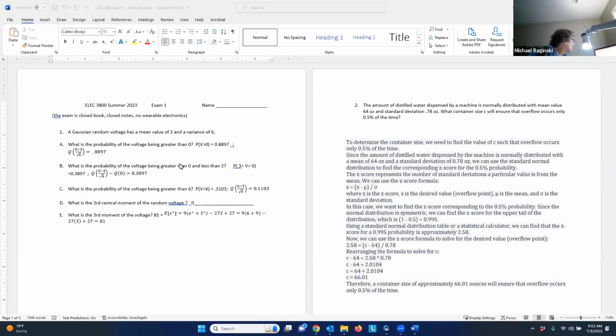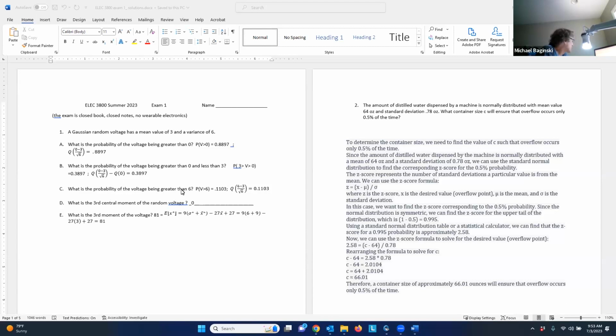Next, what is the probability of voltage greater than 1 and less than 3? It's really integrating the Gaussian density function between these two values, and you can use tables. You can take the probability of the voltage being less than 0, then subtract from that the probability of the voltage being greater than 3, and you'll get it. But you can do it many different ways, and you'll get 0.3897.